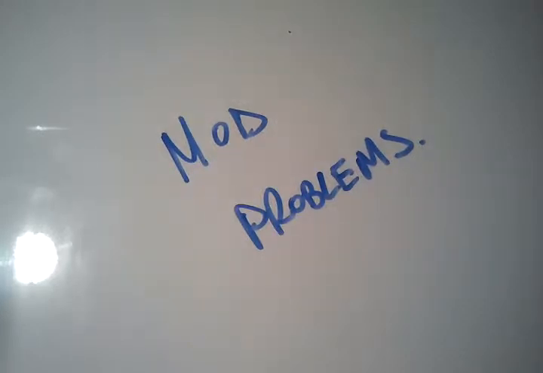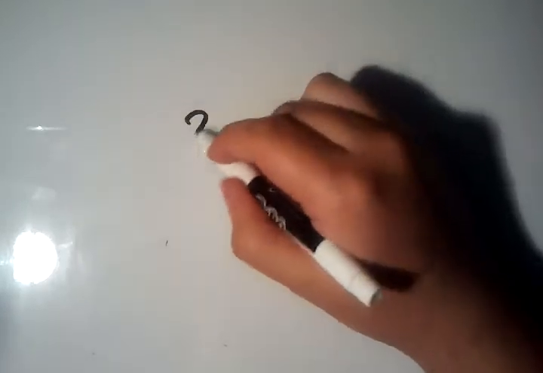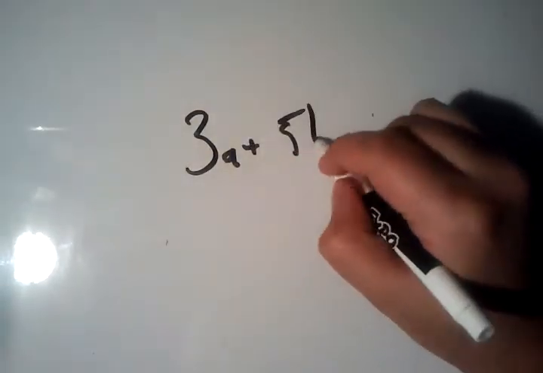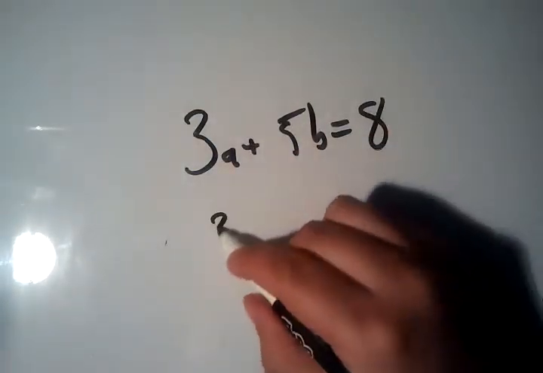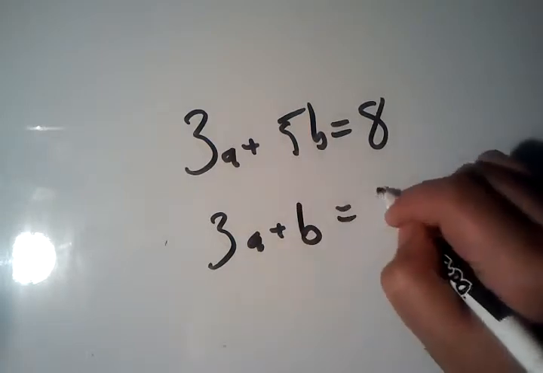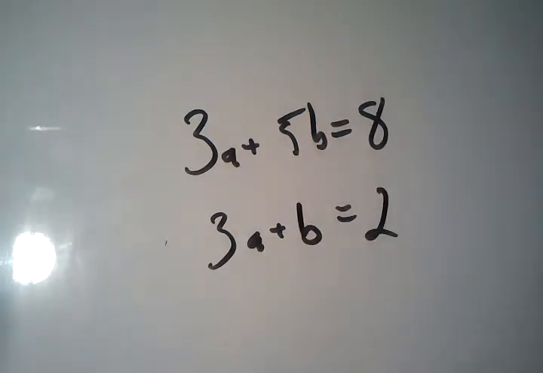In this video, we'll be looking at two sample problems in modular arithmetic. The first one is going to be a system of equations that requires integral solutions. So let's take this system. We'll have 3a plus 5b equals 8, and 3a plus b equals 2. And we want to find if this has any integer solutions.